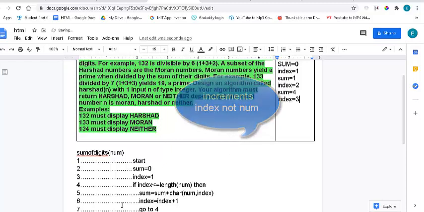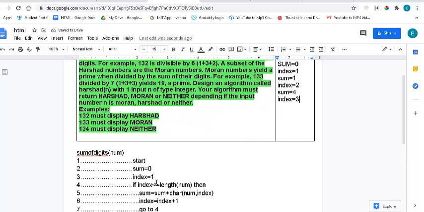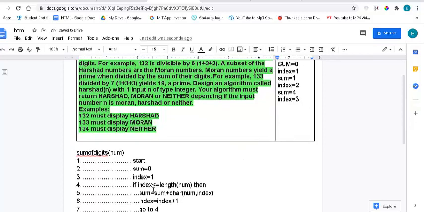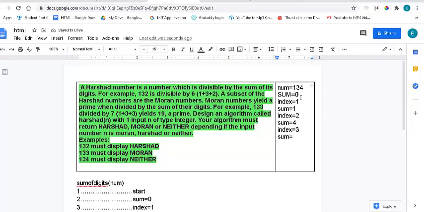Now it increments index again, so index becomes 3. It goes back to the top of the loop. 3 is less than or equal to the length, which is 3, which is correct. Then it's going to add the third digit to sum. The third digit is 4, so 4 plus 4, so it's going to become 8.